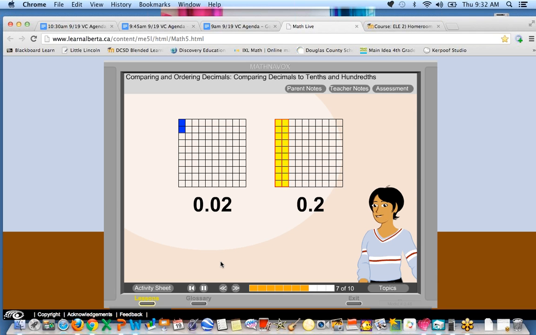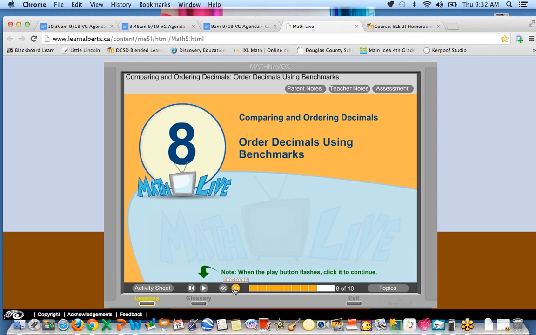2 strips of 10 squares make a total of 20 squares. Another way of looking at the second number is to add a 0 in the hundredths spot as a placeholder. That makes it much more clear. This way we are comparing hundredths with hundredths.